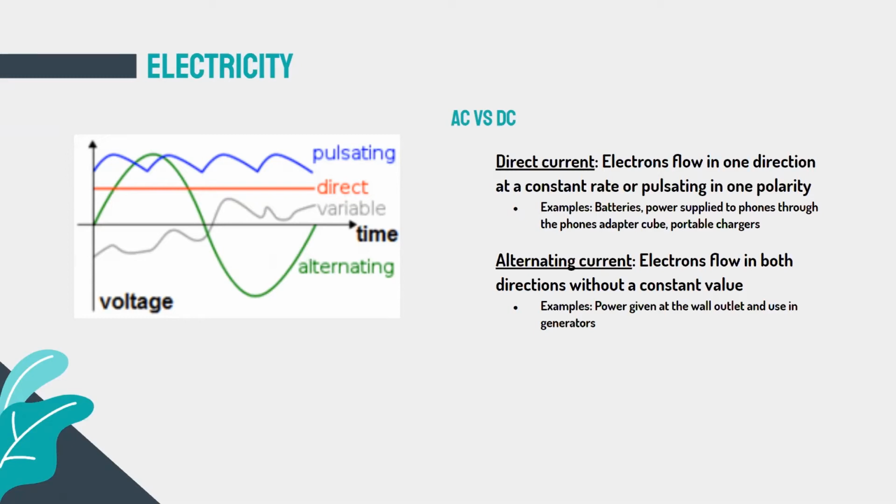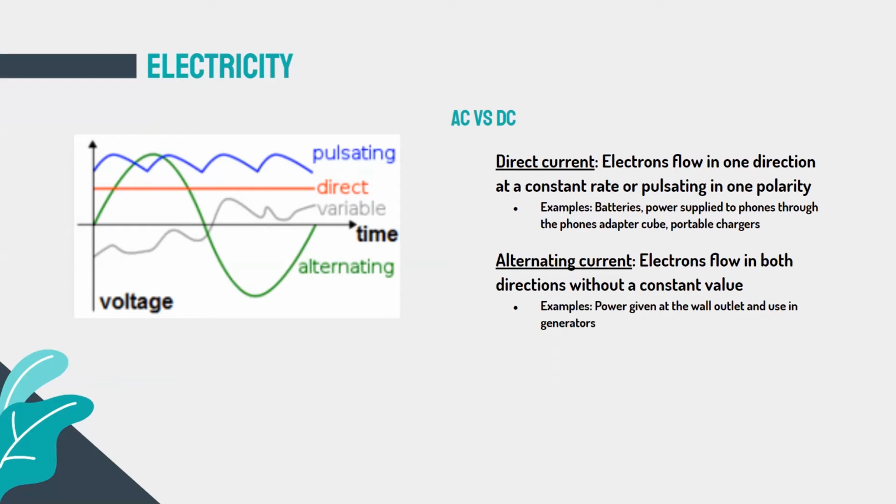So electricity. So we have AC versus DC. So direct current, electrons will flow in one direction at a constant rate or pulsating in one polarity. So one polarity basically means if it's positive, it's always going to be positive. If it's negative, it's always going to be negative. So then if direct current was represented by this blue and red line, even if we were to put it on the opposite side and it were to be negative, that would still be direct current so long as it always stays positive or always stays negative. Even if it's pulsating or changing values a little bit, so long as it is always in the same polarity, then it will always be considered direct current.